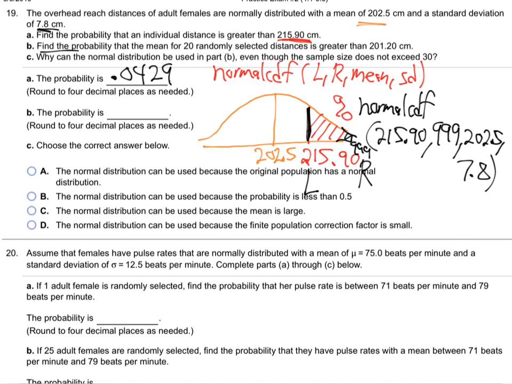All right, part B. Find the probability that the mean for 20 selected distances is greater than 201.20. What's different here? Now there's a group, huh? Exactly. Part A was individual. So when there's a group, just divide the standard deviation by the square root of n, by the square root of 20. That's the only difference. So if you got that down, I'll go to a fresh screen and do part B.